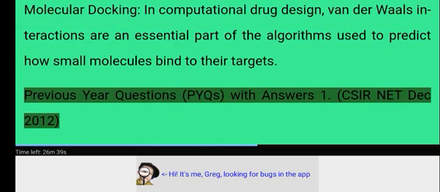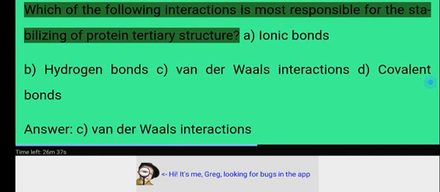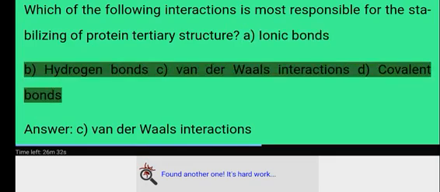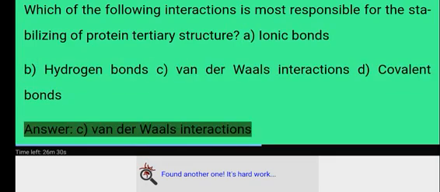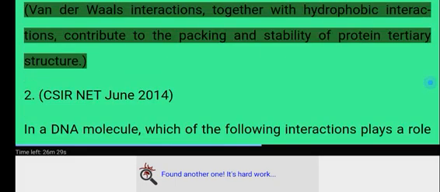Previous year questions, PYQs, with answers. 1. CSIR NET December 2012. Which of the interactions is most responsible for the stabilizing of protein tertiary structure? A. Ionic bonds. B. Hydrogen bonds. C. Van der Waals interactions. D. Covalent bonds. Answer: C. Van der Waals interactions. Van der Waals interactions, together with hydrophobic interactions, contribute to the packing and stability of protein tertiary structure.